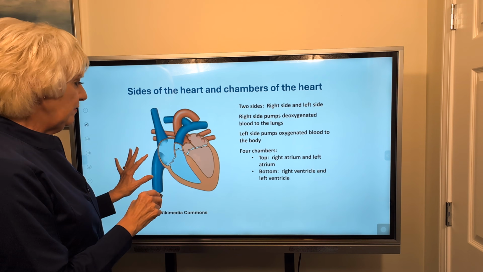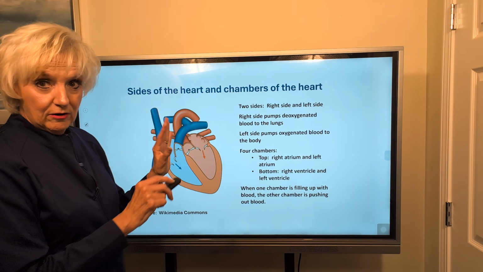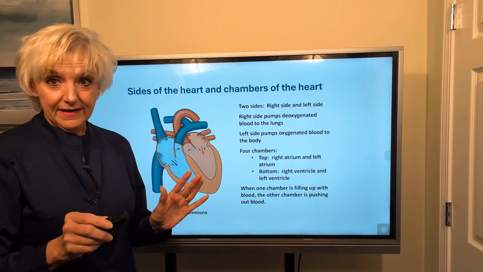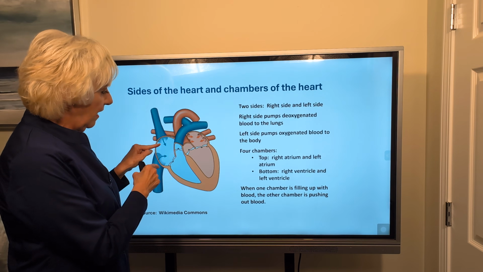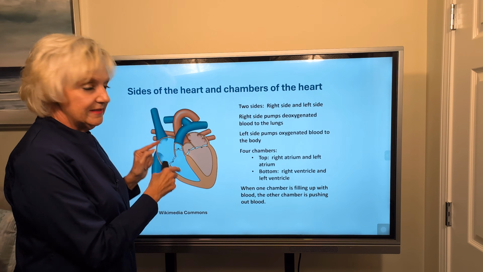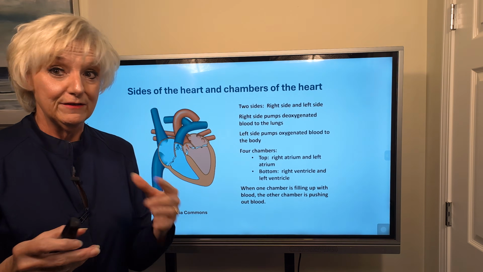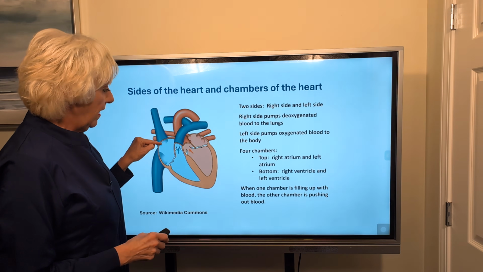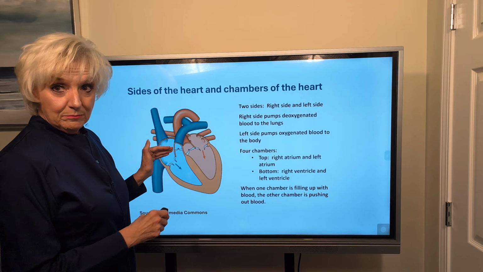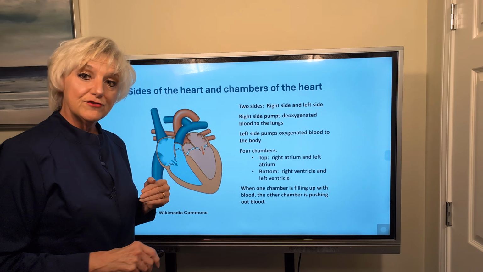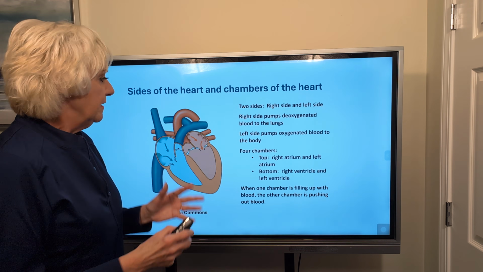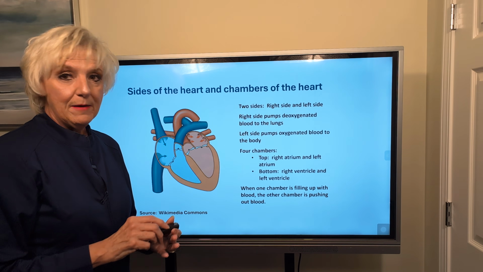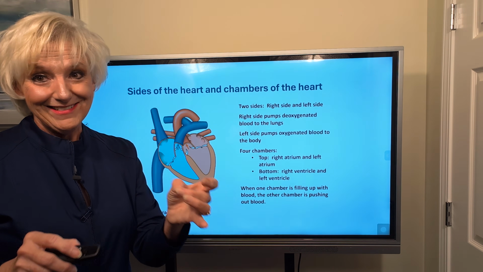And what you have to know is the two sides are working at the same time. But what the top chamber is doing on one side, the bottom chamber is doing something different. For instance, if the right atrium is pushing out blood, then the right ventricle is filling up with blood, and vice versa. And that's happening on both sides of the heart at the same time.